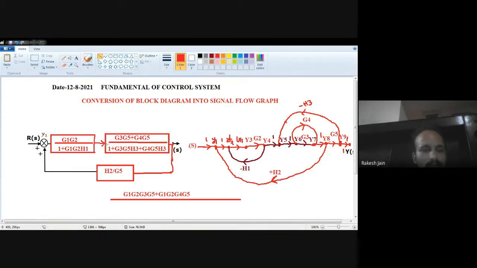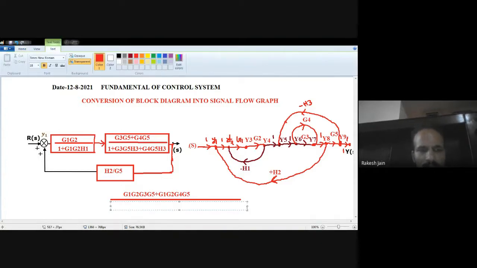At the denominator side, this 1 will be multiplied by 1 plus G3 G5 H3 plus G4 G5 H3. Then this G1 G2 H1 will be multiplied by those three terms. I just write down: first, this one will be multiplied, so all the terms will be as they are: 1 plus G3 G5 H3 plus G4 G5 H3.